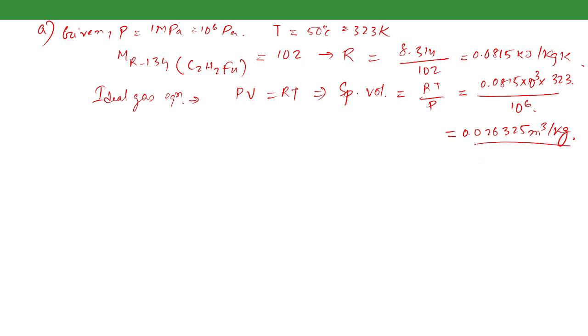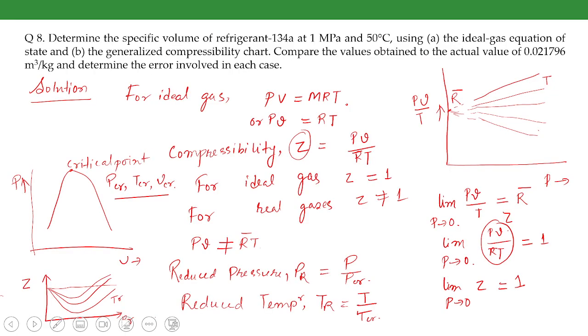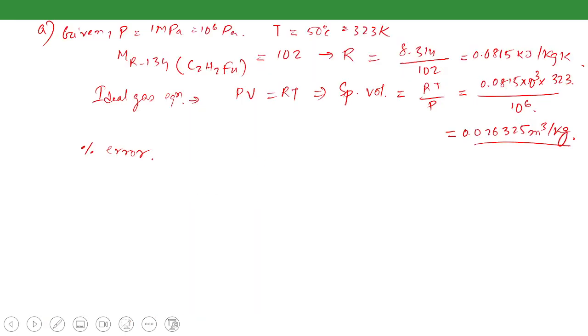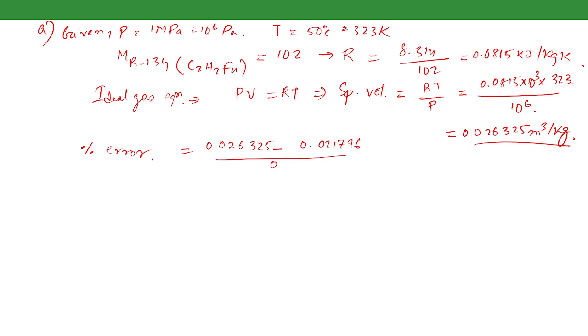Okay, so what is the percentage error here? Percentage error with respect to the actual value of 0.021796, percentage error is 0.026325 minus 0.021796 by 0.021796. This is equal to 20.78%.